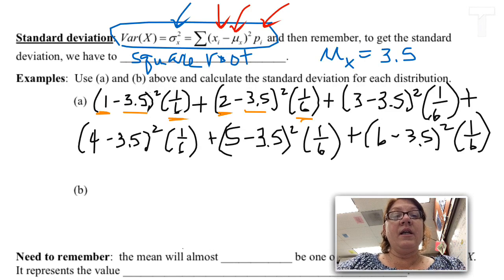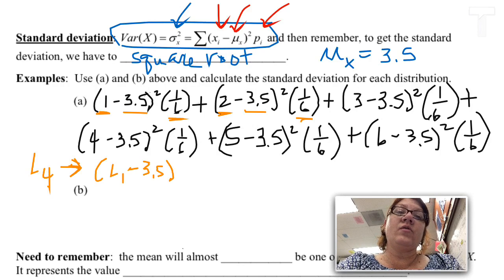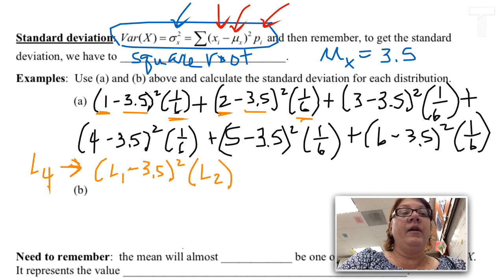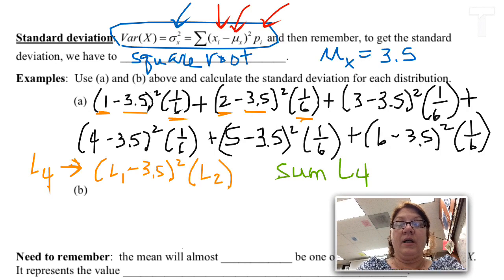The easiest thing to do is go to your list 4, because you have stuff now in lists 1, 2, and 3. Every single time, I took the number from list 1, subtracted 3.5 and squared it, and then multiplied by the probability, which is in list 2. That's what I would do. After you get it all in there, quit out of your editor and go sum list 4. That'll shortcut it so you don't have to type all of this into your calculator, because that takes a little bit of time.